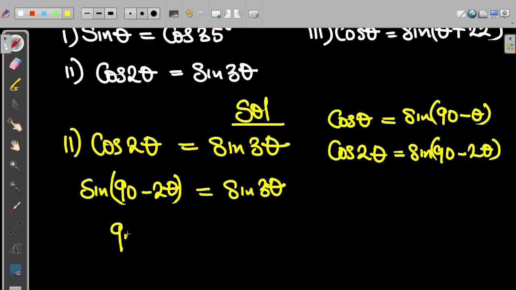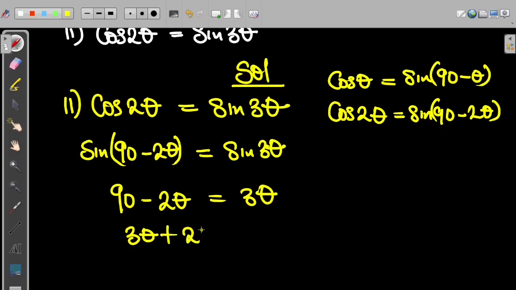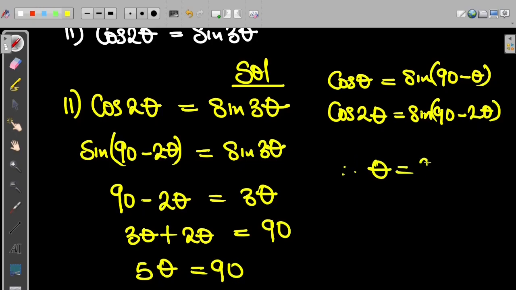So we have that 90 minus 2 theta is equal to 3 theta. At this point, you can have that 3 theta plus 2 theta will be equal to 90. So at this point, we have that 5 theta is equal to 90. Thus, theta is equal to 90 divided by 5, and the value of theta is equal to 18 degrees. So we have been able to obtain the value for theta.